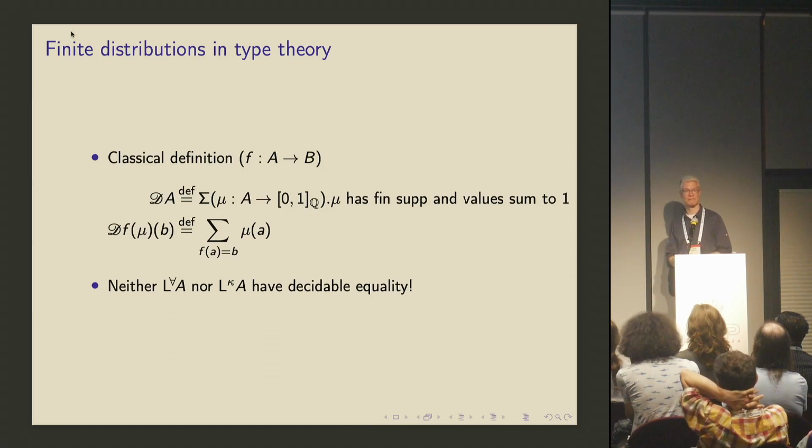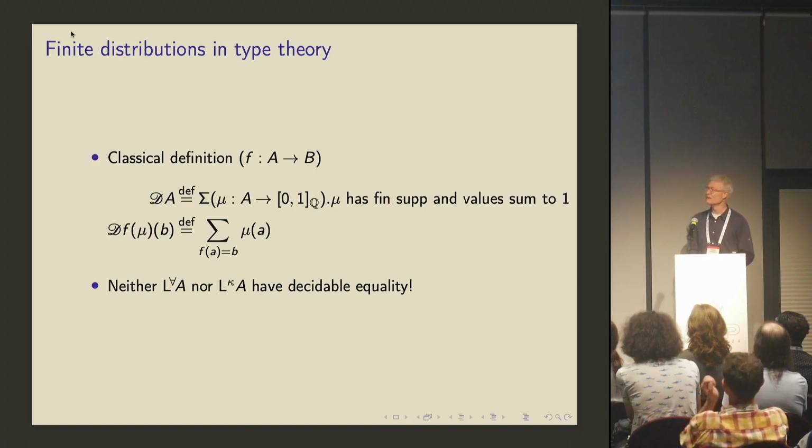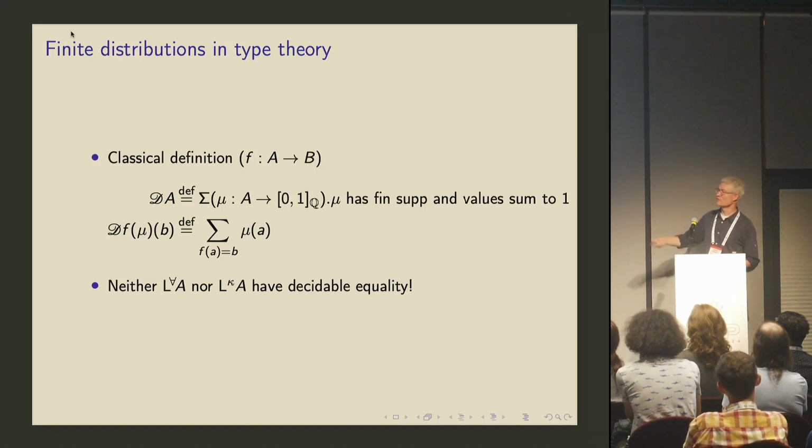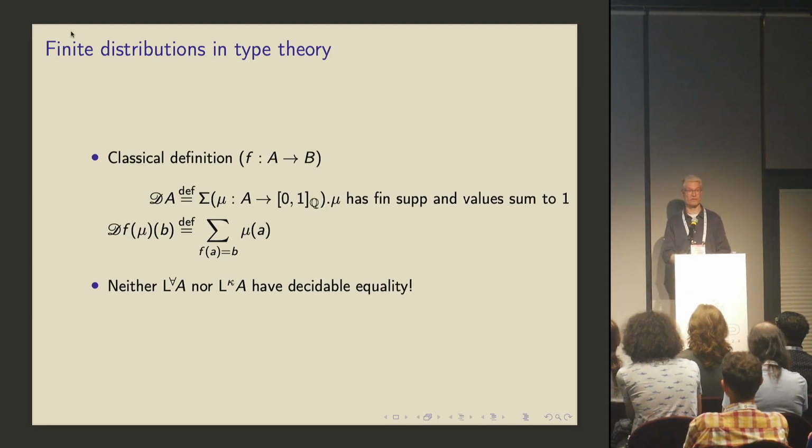Okay, and so here's a problem. If you want to do this in type theory, this definition requires decidability of equality. And that particular type, and also this one here, depending on your metatheory, but certainly this one will not have decidable equality. It amounts essentially to solving the halting problem.